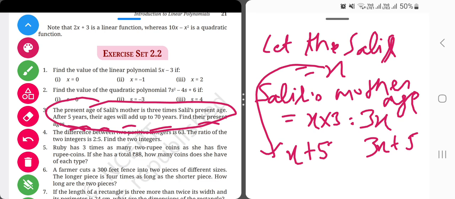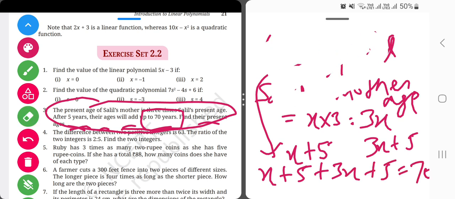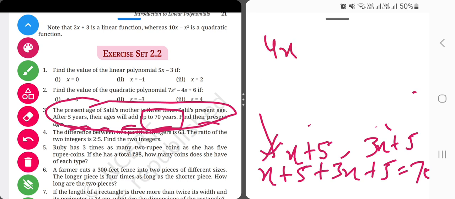Now the question is saying their ages will add up to 70 years after 5 years. So we will have to add them: x plus 5 plus 3x plus 5 is equal to 70. We will add them, so x plus 3x will become 4x, and 5 plus 5 will become 10, equal to 70.